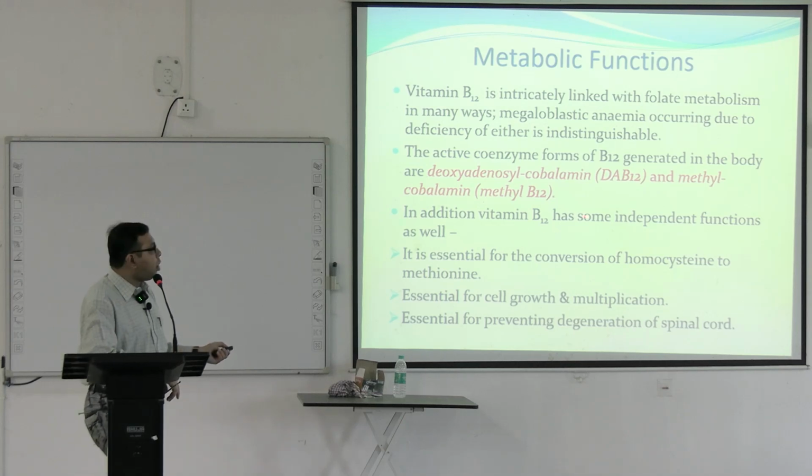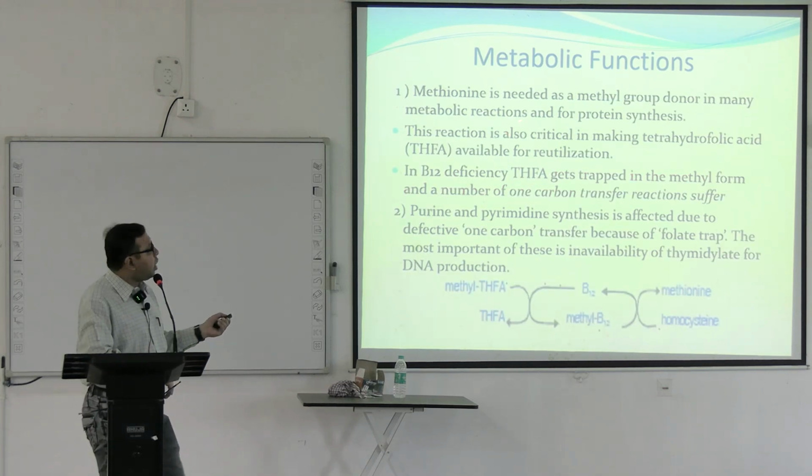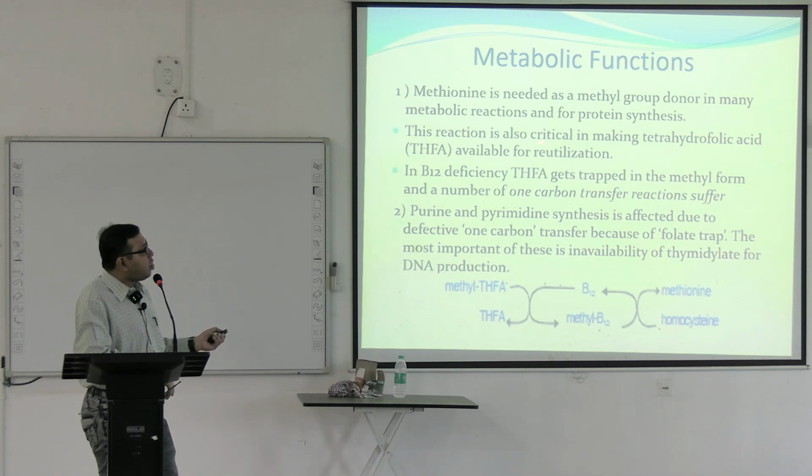In addition, vitamin B12 has some independent functions. It is essential for the conversion of homocysteine to methionine, essential for cell growth and multiplication, and essential for preventing degeneration of the spinal cord. So, metabolic functions. Methionine is basically needed as a methyl group donor. It is a very essential element in our body that donates the methyl group in many metabolic reactions and for protein synthesis. And this reaction is also critical in making tetrahydrofolic acid.